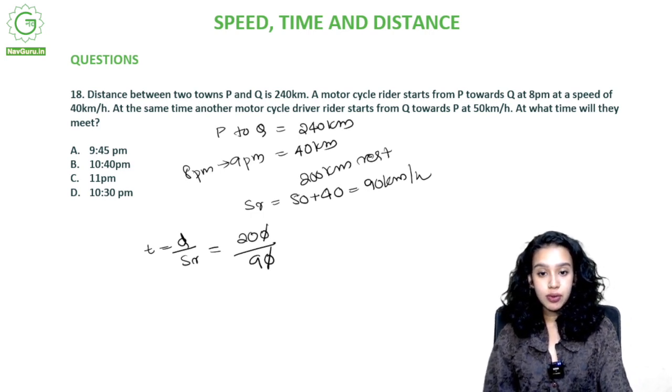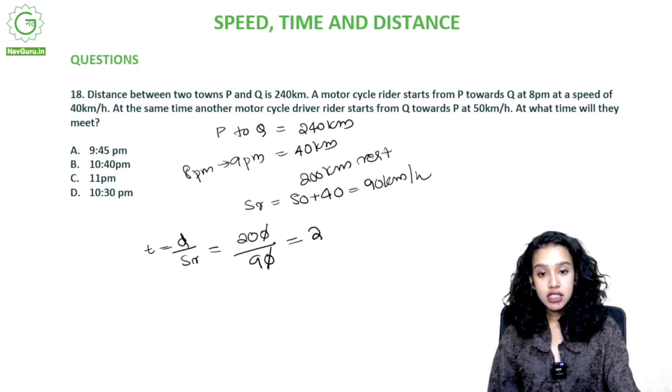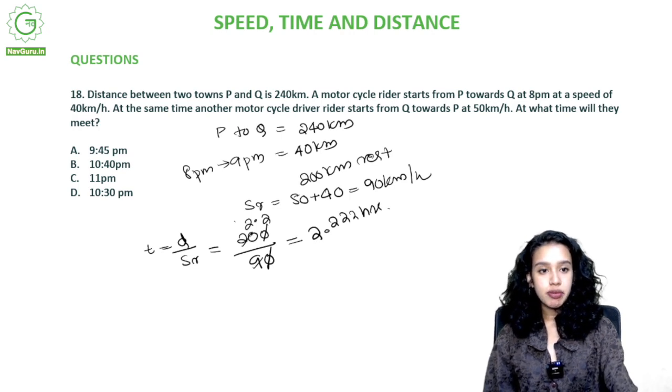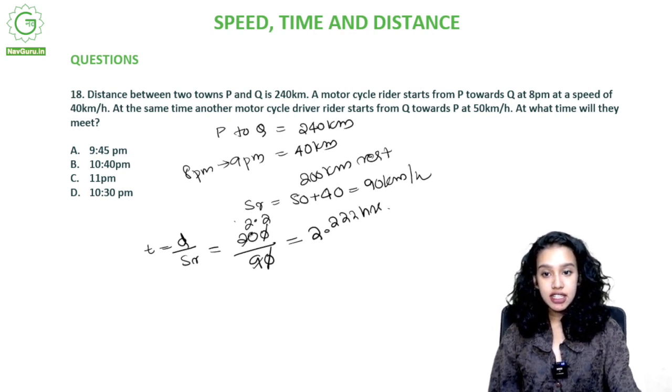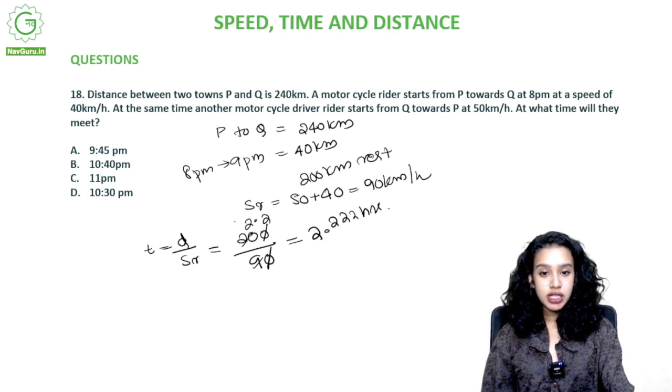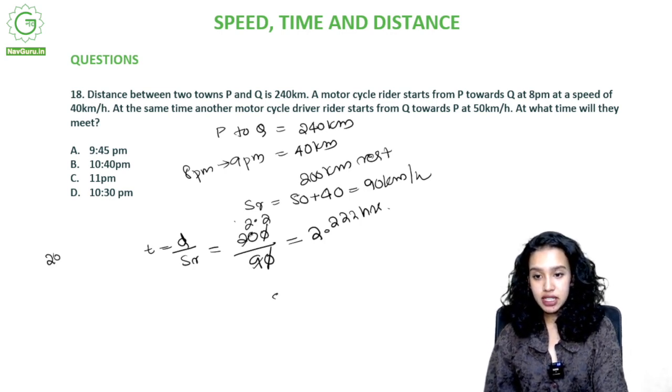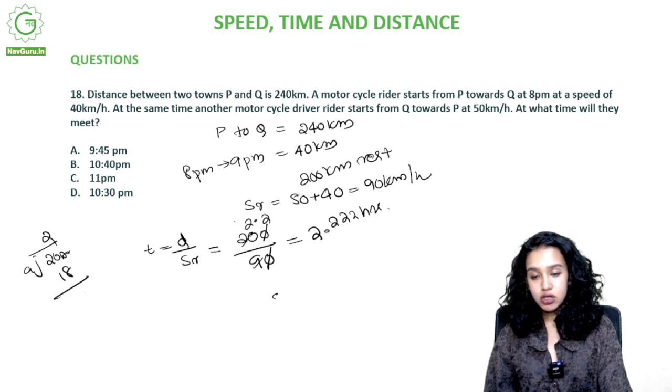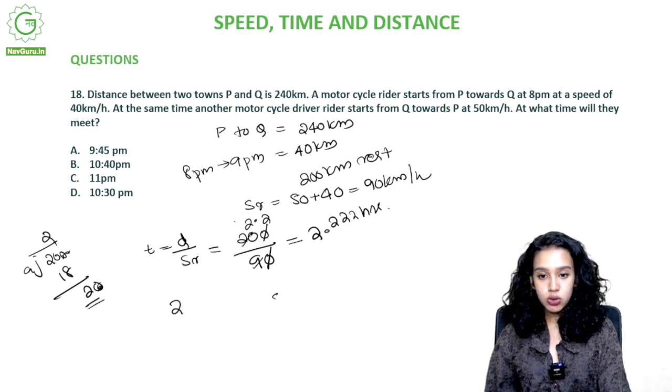What is 20 by 9? We have 2 nines are 18 and 0.2 here, 2.222 hours, right? Let's do the division here so we get a clear-cut answer. So we have 20 by 9. 1 nine is 9, 2 nines are 18. So 2 here, right? Which gives us 2 and 2 by 9.